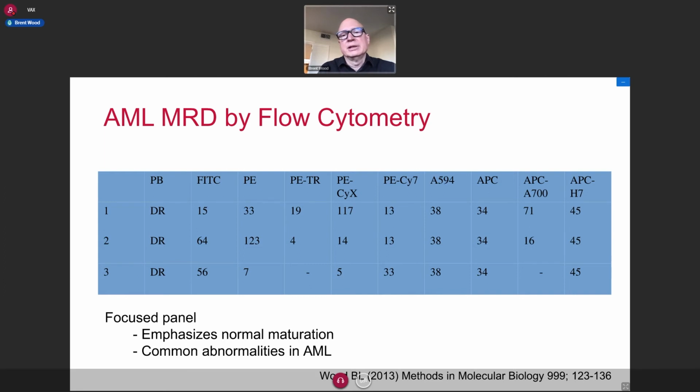The second tube is focused more on later stages of maturation from those committed progenitors to each of the major lineages of myelomonocytic maturation in particular, and includes antigens like CD64, CD123, and DR to identify specifically basophils, plasmacytoid dendritic cells, early monocytic differentiation, etc. And the third tube is focused on identifying the common aberrancies of CD56, 7, and 5 expression on these early progenitors in AML. So the panel focuses on identifying normal maturation, but also includes antigens that we know are commonly abnormal in AML. Next.